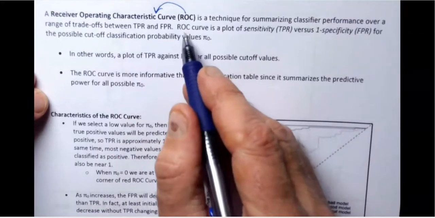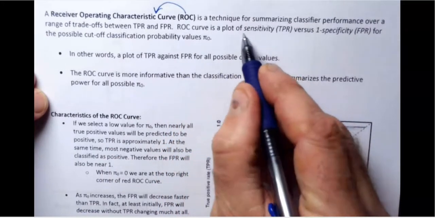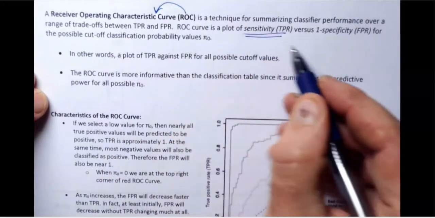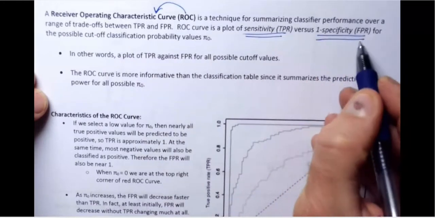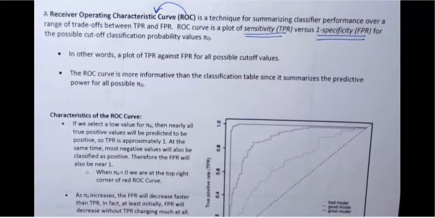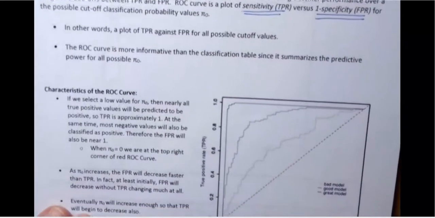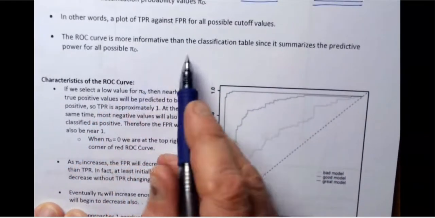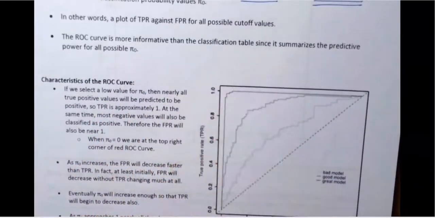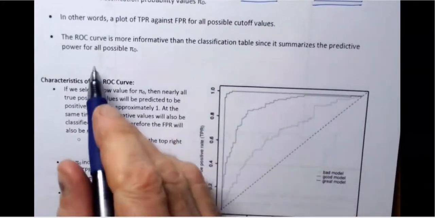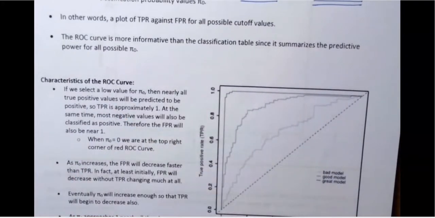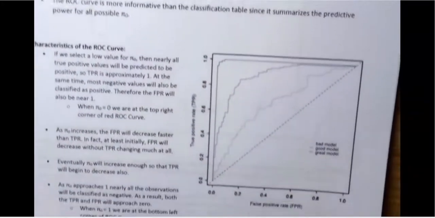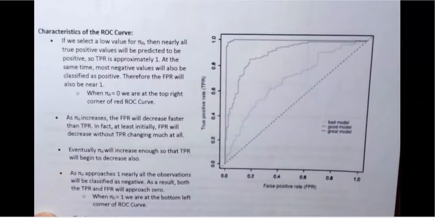What we're going to do is the ROC curve is a plot of the sensitivity, or the true positive rate, versus the false positive rate for all possible cutoff classification probabilities pi 0. All right. The ROC curve is more informative than the classification table that we just looked at, since we're going to look at the predictive power for all possible values of the cutoff that we might use. So here are some pictures of some ROC curves.